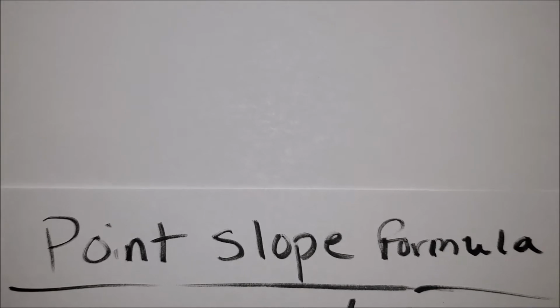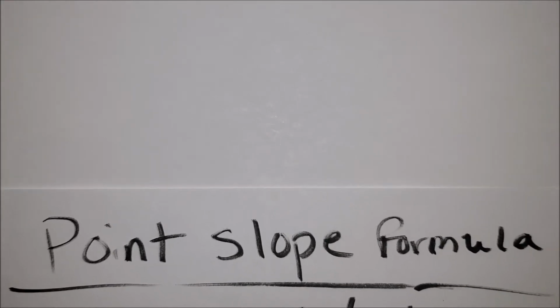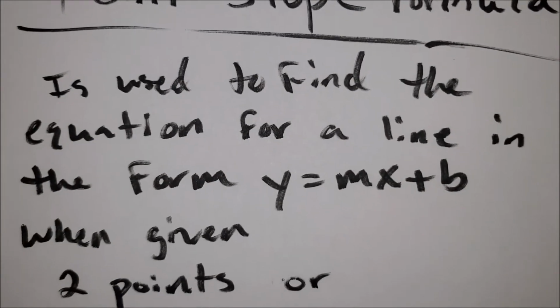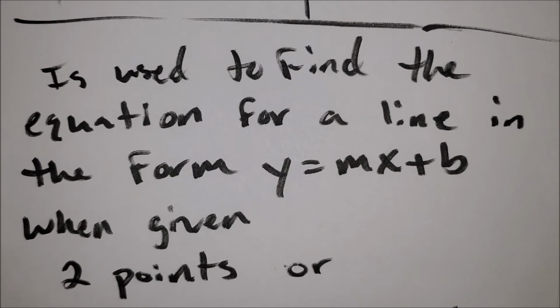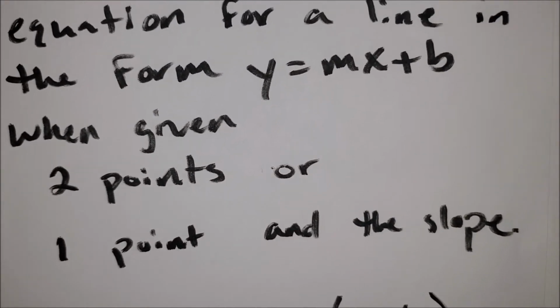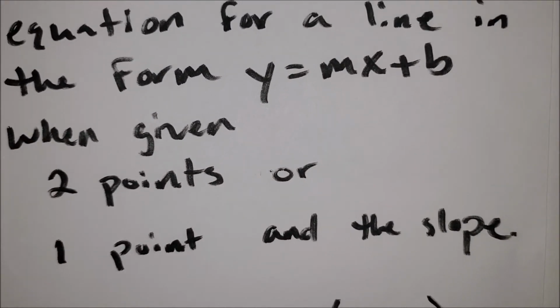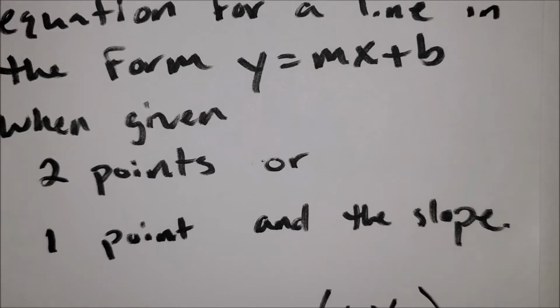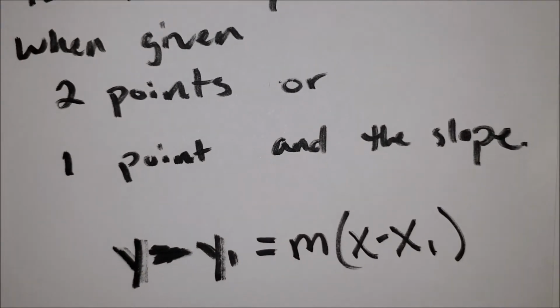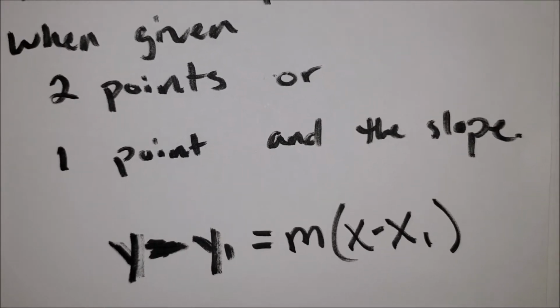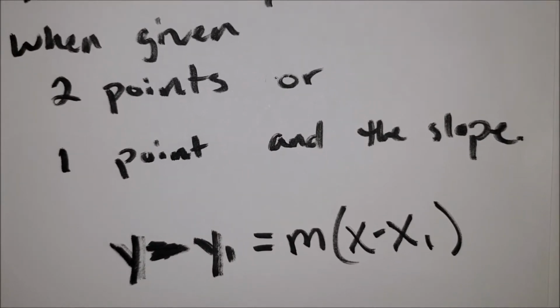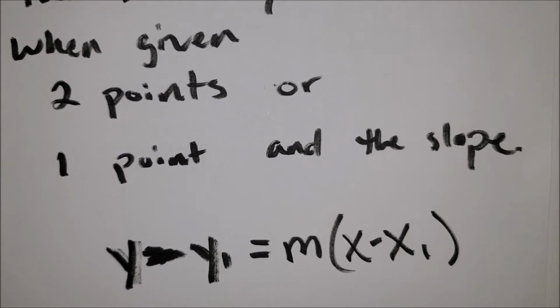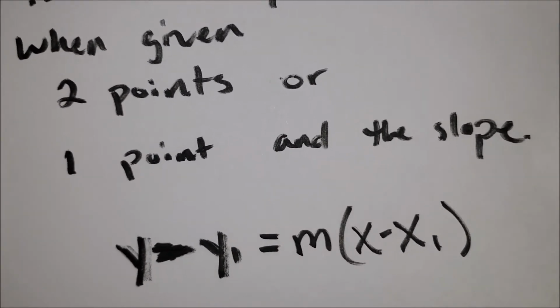In this video we're going to be talking about the point-slope formula. The point-slope formula is used to find the equation for a line in the form y equals mx plus b when you're given either 2 points or 1 point and the slope. Now the point-slope formula looks like this: y minus y1 equals m times x minus x1. So let's look at a few examples of how to use this.